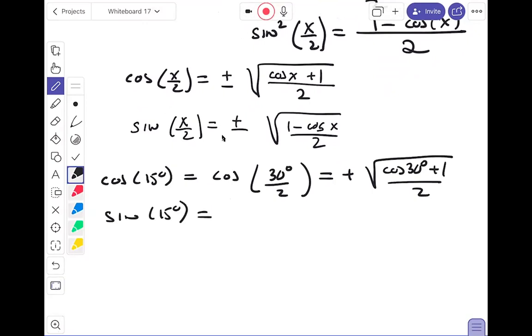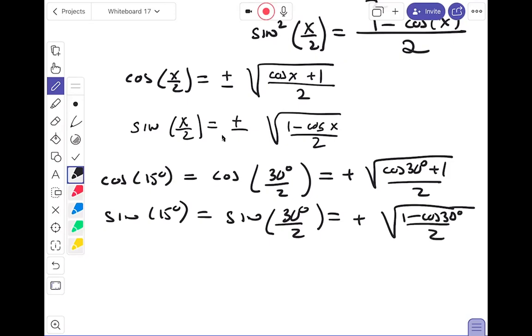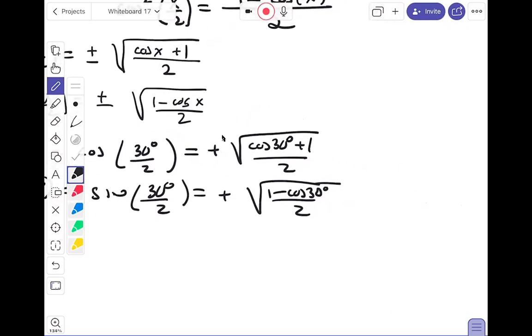What does that give me? The sine of 30 degrees over 2. It's still positive, 15 degrees in the first quadrant. So it's plus 1 minus cosine 30 degrees over 2. I'm going to do the arithmetic for you.